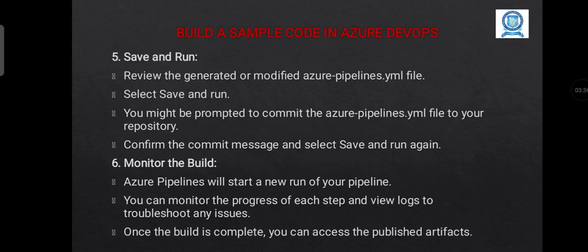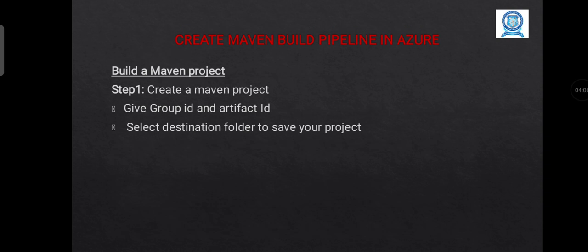Then we have to save and run. Review the generated or modified azure-pipelines.yml file, and we have to select save and run. You might be prompted to commit the azure-pipelines.yml file to your repository. Confirm the commit message, then select save and run again. Monitor the build. Azure Pipelines will start a new run of your pipeline. You can monitor the progress of each step and view logs to troubleshoot any issues. Once the build is complete, you can access the published artifact.